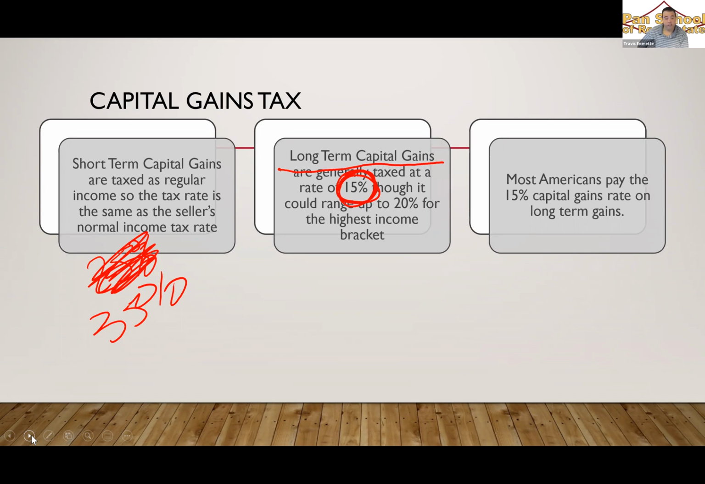Are we all okay on that? And those taxes are only for the profit. For the profit, right. That's what we're talking about. 15% of the profit generated on the sale, not of the sales price, but of the profit itself.